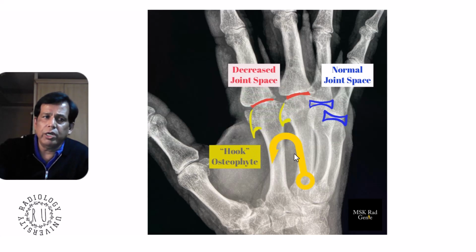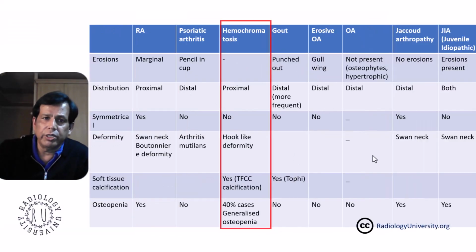So in our flow chart: no erosions, yes. Proximal, yes. Symmetrical, no. Hook deformity, yes. TFCC calcification, yes. Sometimes you can get osteopenia in this one, in half of the cases. So it is hemochromatosis. Okay, now the flow chart. Remember that.